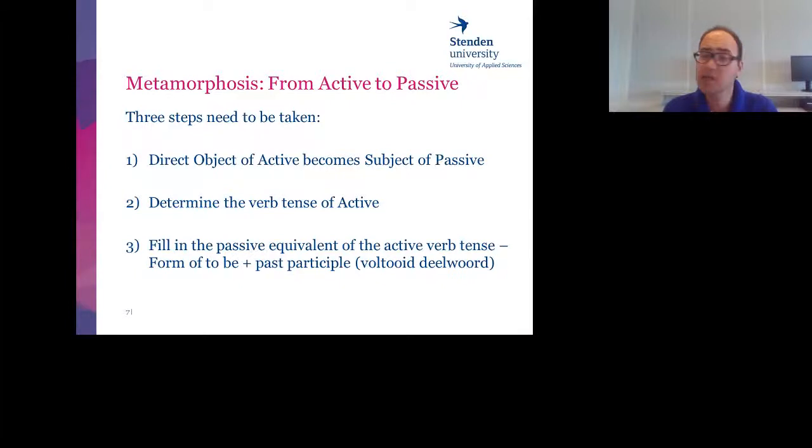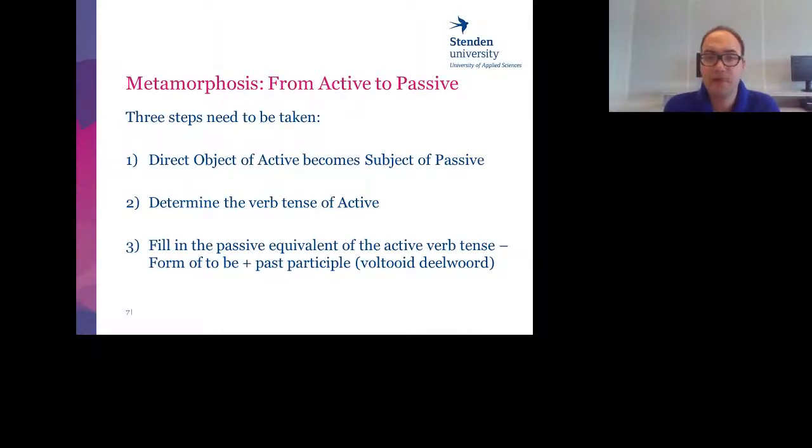And it's actually quite straightforward. The direct object of the active sentence, het lijdend voorwerp, as we say in Dutch, becomes the subject of the passive. The second step is you need to determine the verb tense of the active. Is it present? Is it past? Is it future? And for this, you need to rely on what we discussed.